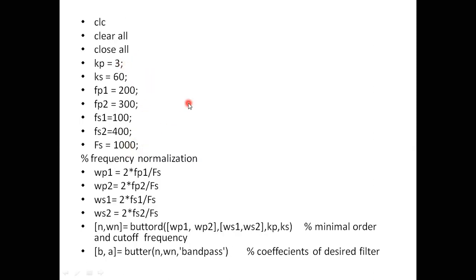This I have written directly here. You can ask from the user. How to ask from the user? Just write Kp equal to input in bracket, enter the value of passband gain. Like that, you can ask from the user also.